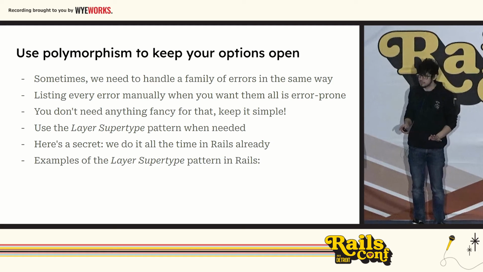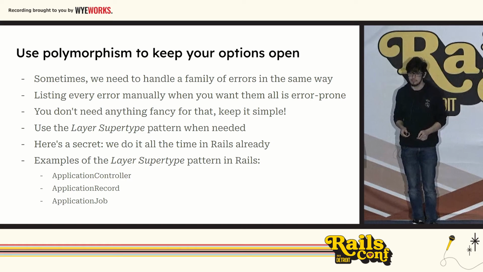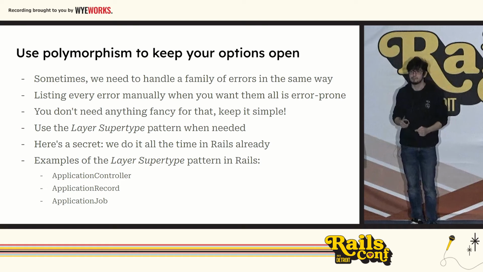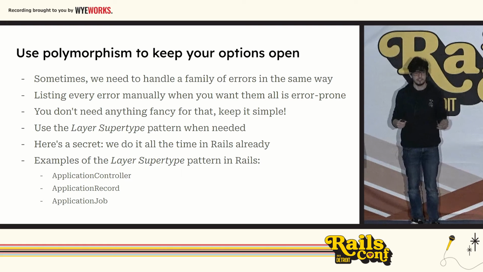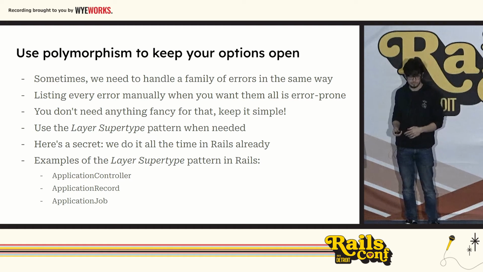So here goes. When you use ApplicationController or ApplicationRecord or ApplicationJob, all of those are a usage of the layer supertype. You have a superclass that is like the root of all the classes in that responsibility layer. So we can do the same with errors as well.